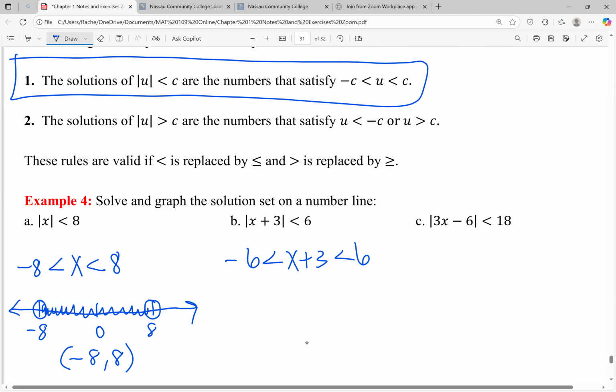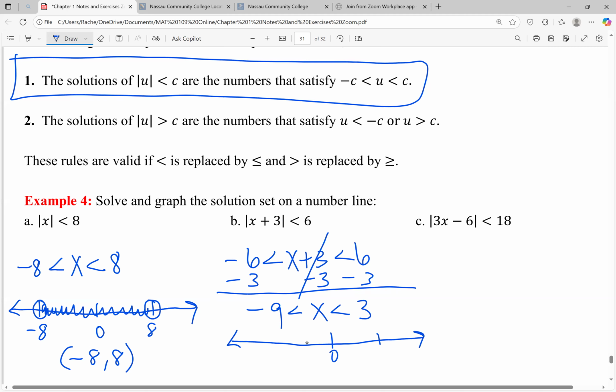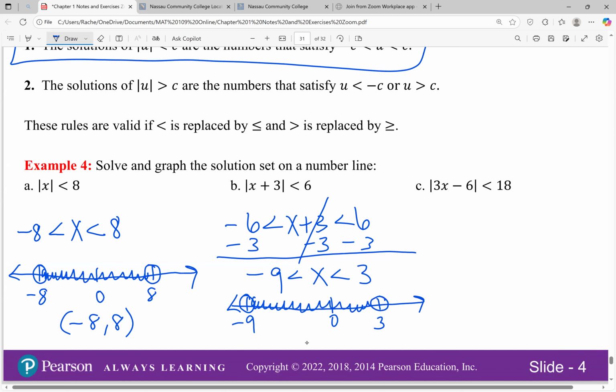So we have a compound inequality, right? So let's solve for X. So I'm going to subtract 3 from all sides. So we have X is greater than negative 6 minus 3 is negative 9, but less than 6 minus 3, which is 3. And if I want to write my solution set on a number line, it's going to be everything from negative 9 to positive 3. We're going to shade in between. And if I want to write this in interval notation, we're going to go from negative 9 to 3, non-inclusive.